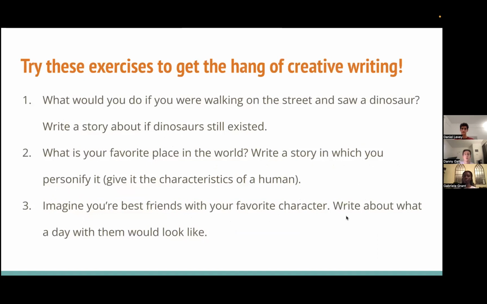Now let's try some warm-up exercises to introduce you to creative writing. Write a short story about one of these prompts using all the imagination you can muster, and feel free to refer to what we taught you in the previous slides. No need to take it too seriously or vigorously revise and make it perfect, as this is just a warm-up to familiarize you with what creative writing is.